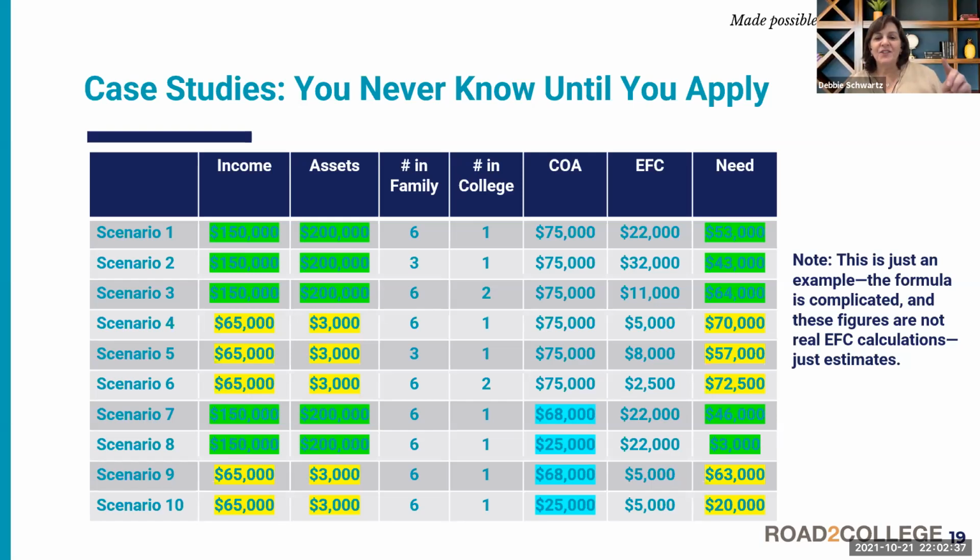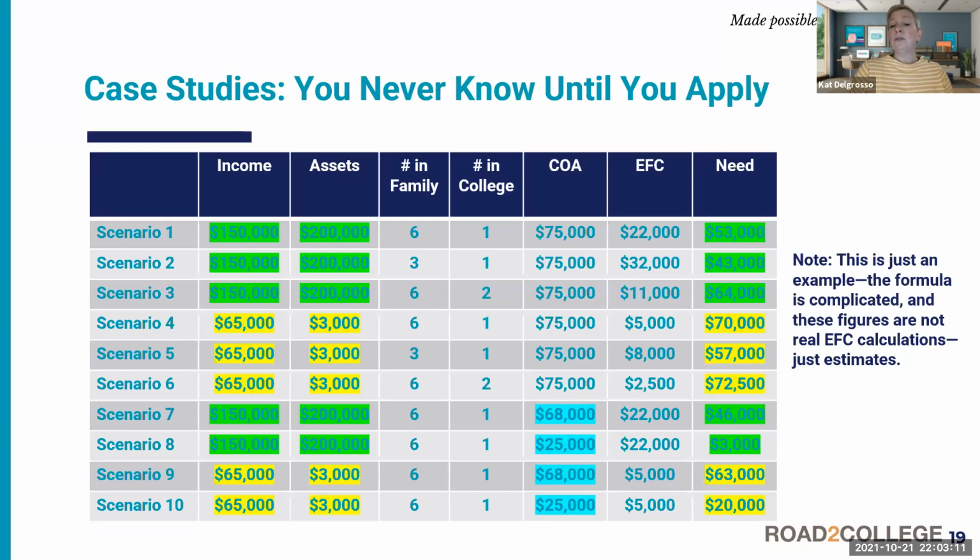So there's a question, and I think it'll be worthwhile for you to clarify. In your examples, the need comes from the EFC being subtracted from the cost of attendance. So in all these scenarios, this is the example of the family's need. The question is, does the college have to meet that need? Just because there's a need, does that mean that the family is going to get all the money that's demonstrated in the need? Yeah, definitely not necessarily.